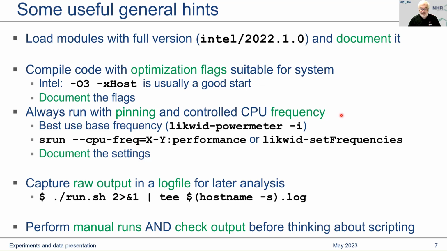Always run with pinning or affinity enforced. So bind the threads and processes of your program to the resources, cores, for example. And if possible, fix the CPU frequency. If that is not possible, you might measure the CPU frequency while you do the run, because CPU frequency, of course, has some impact on performance, and different systems may set different CPU frequencies. So it's very important to document what you did.